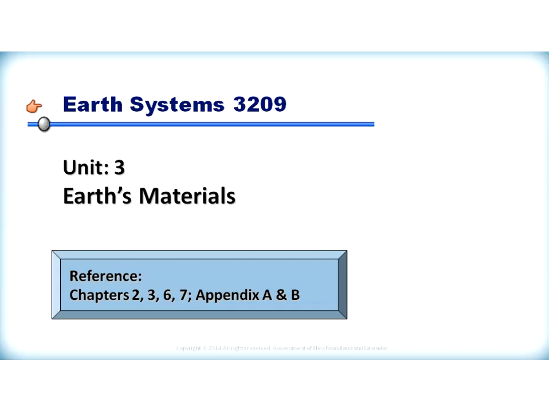Earth Systems 3209. Unit 3, Earth's Materials. References can be found in the textbook for this unit in Chapter 2, Chapter 3, Chapter 6, Chapter 7, and Appendix A and B in the curriculum guide.